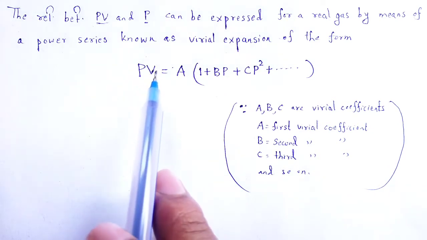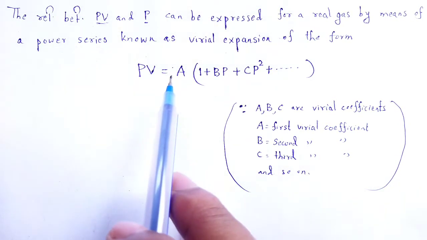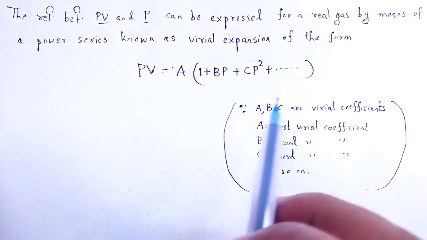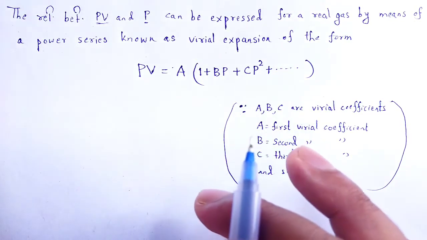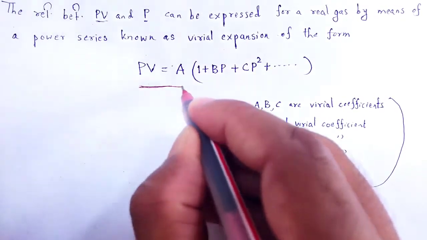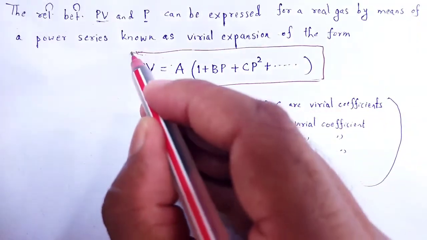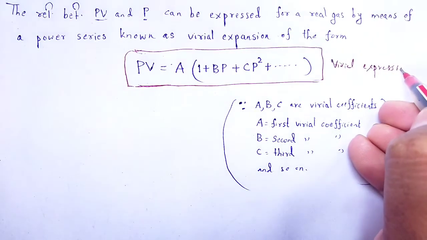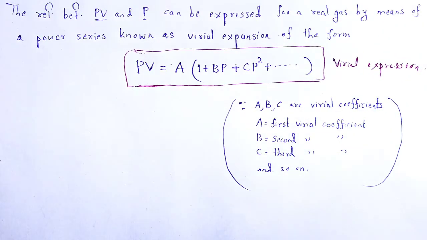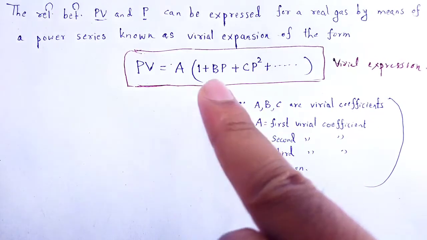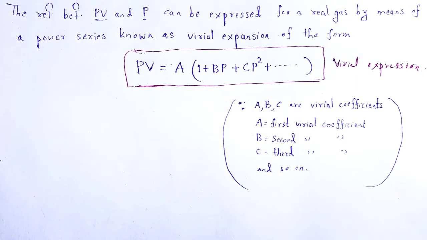In general, if the pressure is very large, then the number of terms in the virial expansion will also be large. This is the virial expression. On the other hand, if the pressure decreases and approaches 0, then the product PV approaches the same value for all gases at the same temperature.